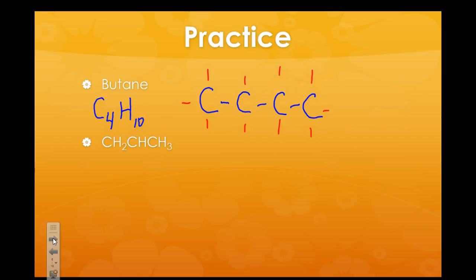If I gave you a structural formula, CH2=CH-CH3, can you draw that out? Oh, come on, you can do it. Let's see what he came up with.